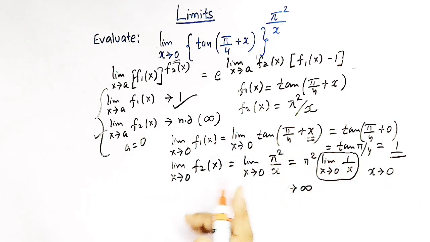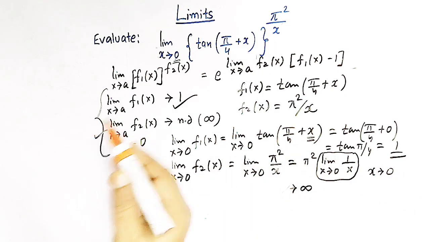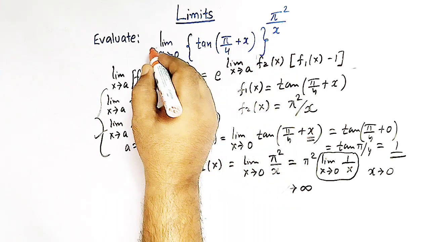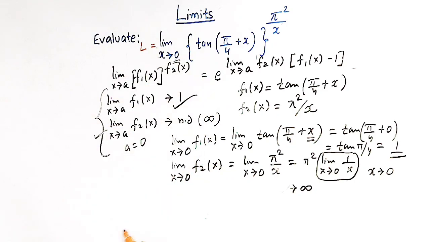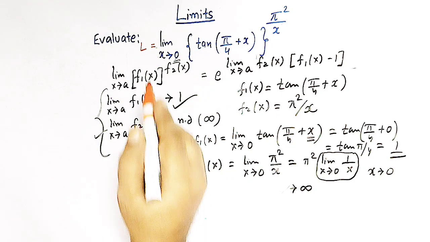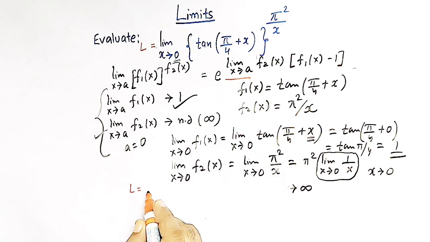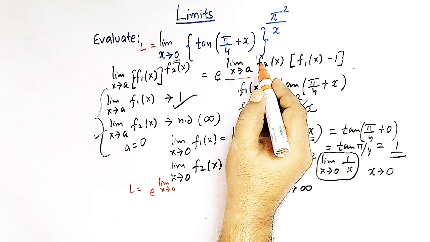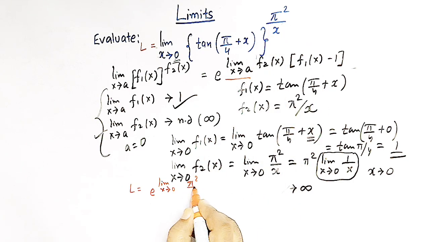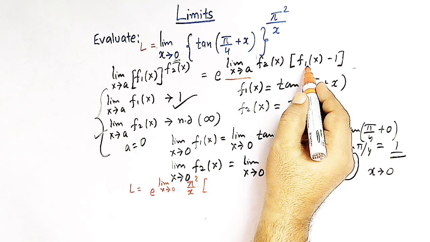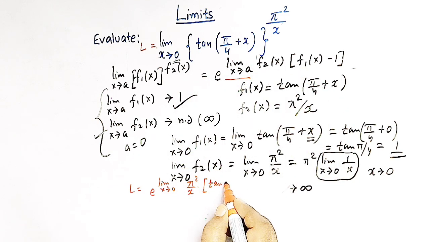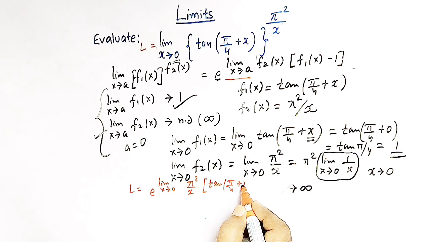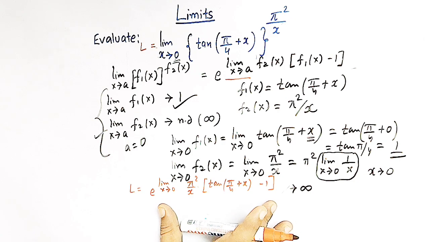So we have seen that these two conditions are satisfied by these two functions. And now this limit, let us call this limit as L. So the value of the limit L is now given by this rule, that is e raised to limit x tends to 0, where f2(x) is given by pi square over x, and f1(x) is given by tan of pi by 4 plus x, and here we have minus 1. So now we have to evaluate this limit.